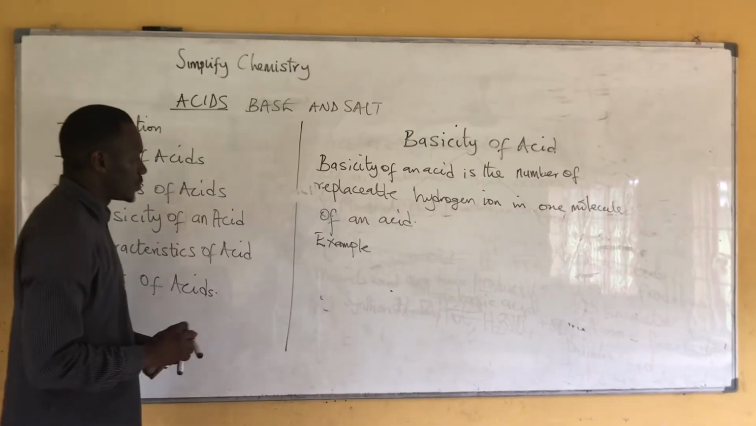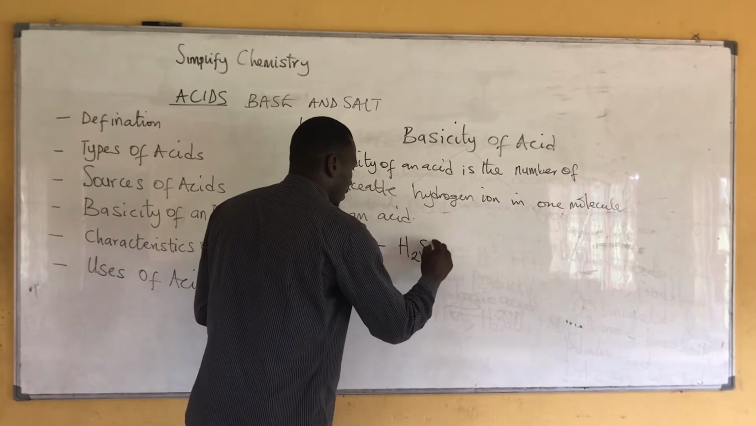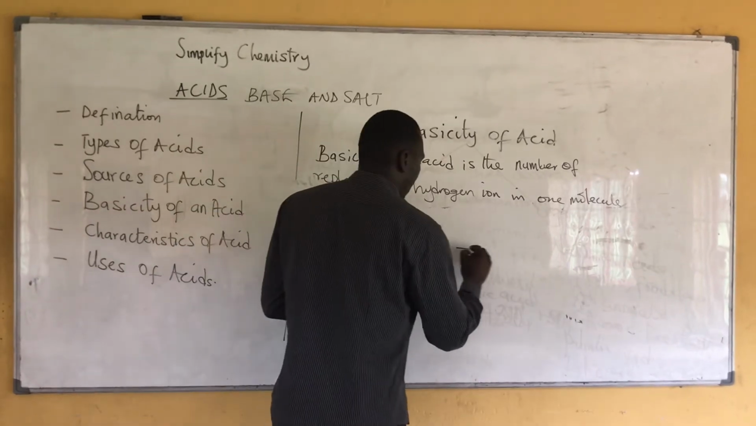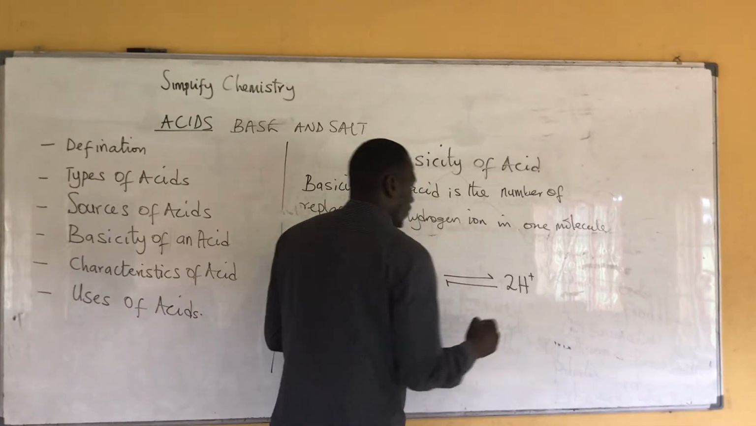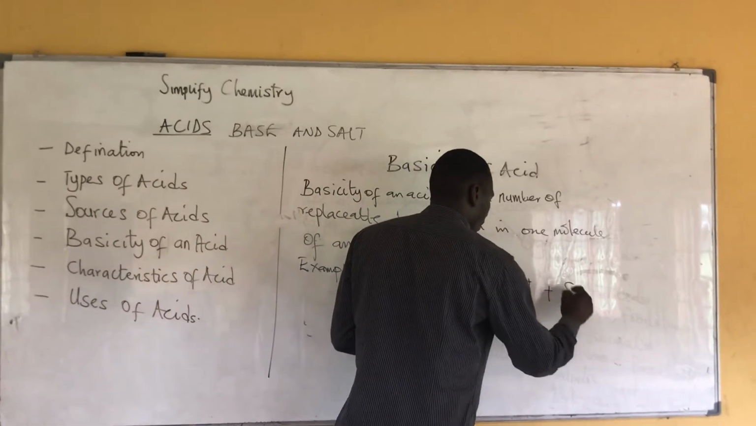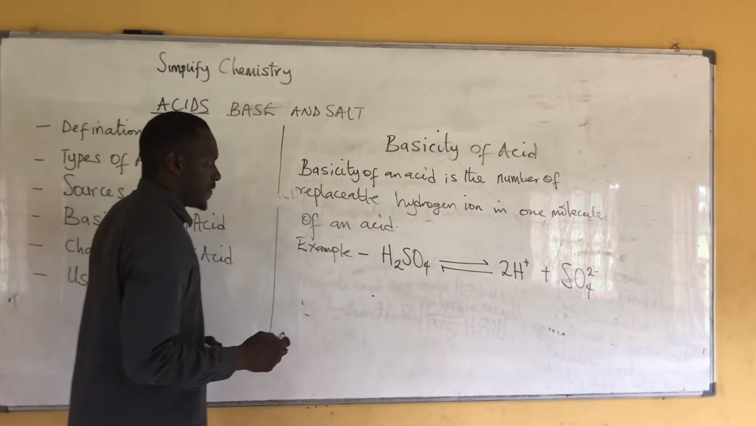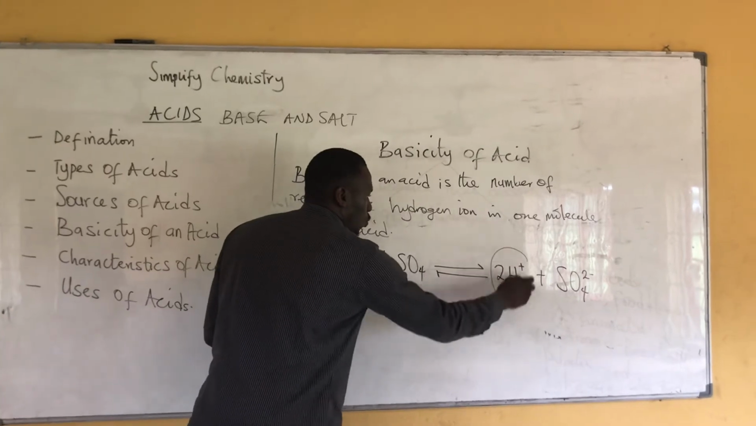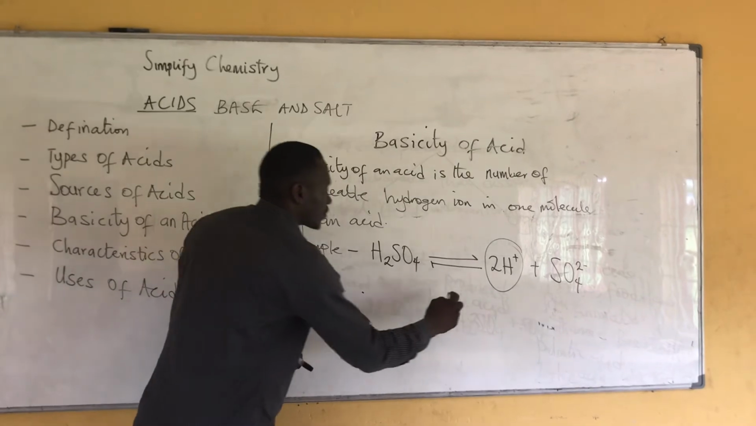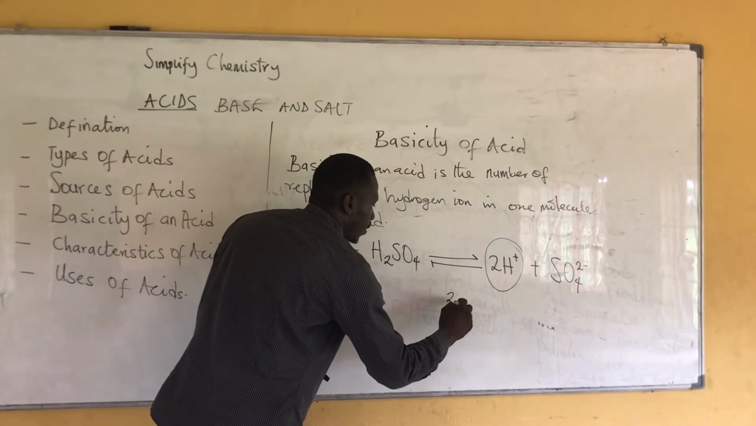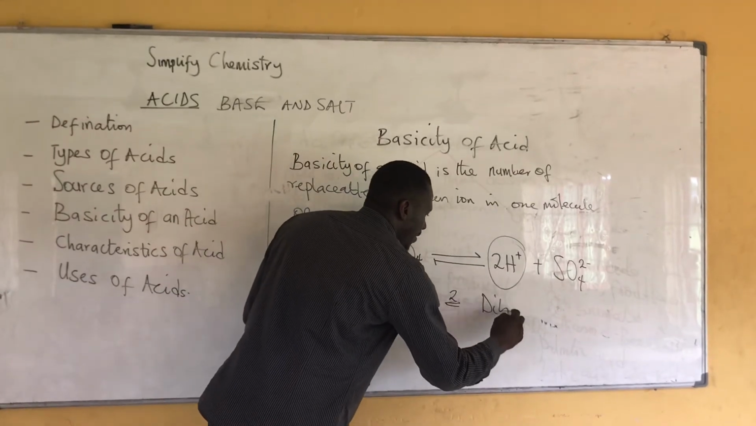Let's see another one. Let's see tetraoxosulfate 6. If it ionizes, we are having 2. Therefore, this type of acid is called a dibasic acid.